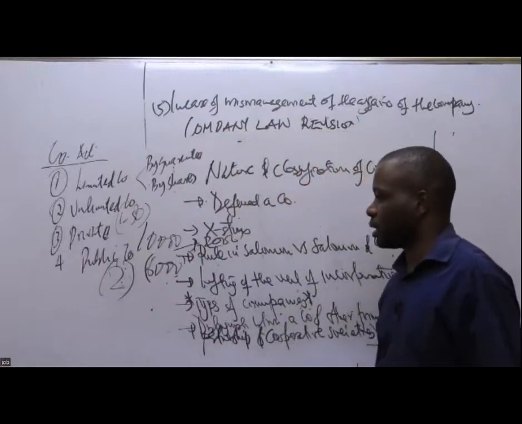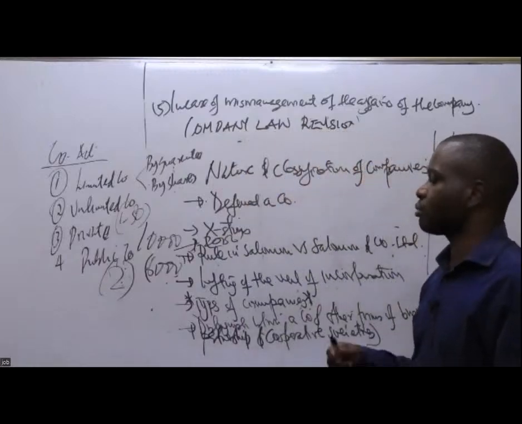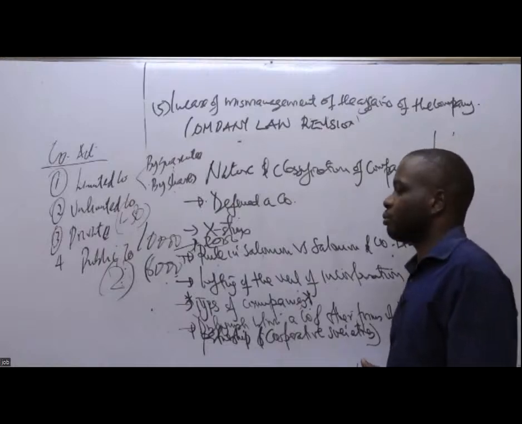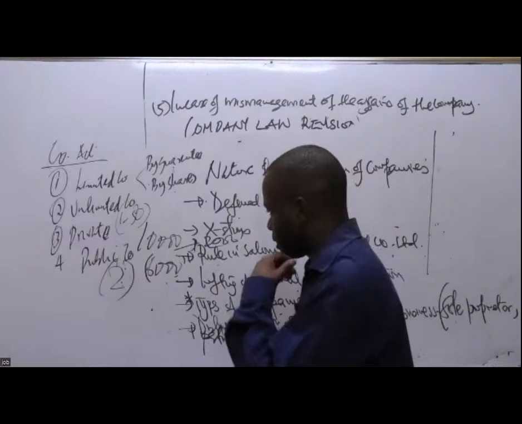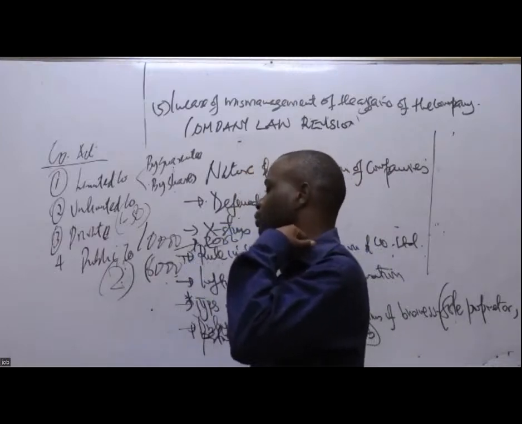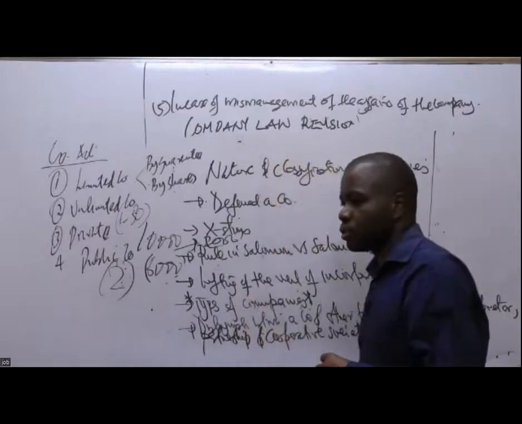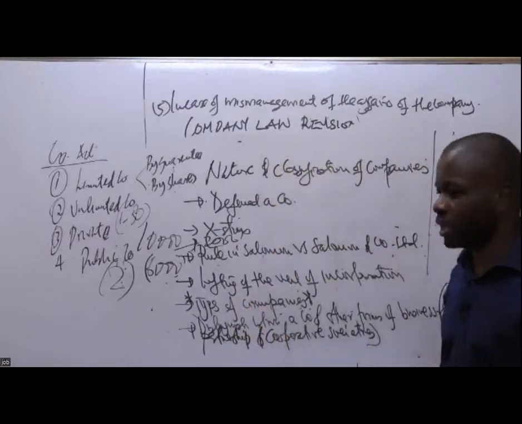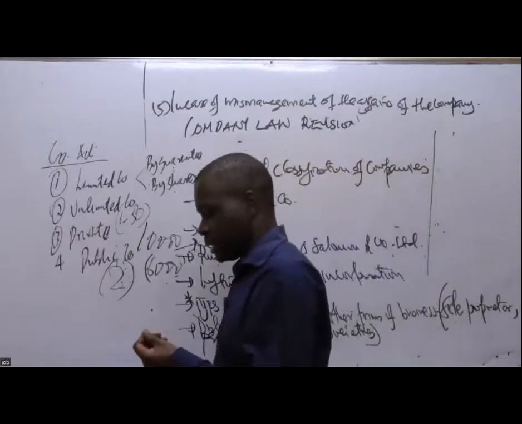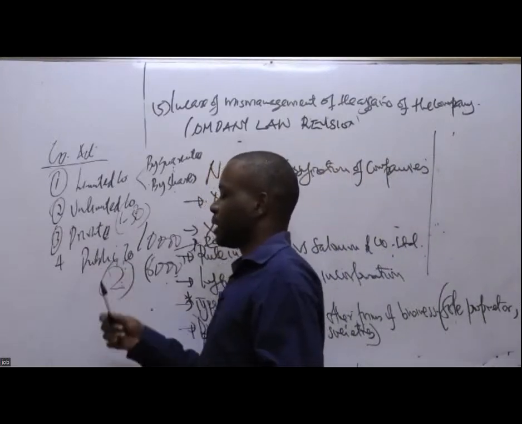So that simply means that it can go out publicly, issuing out a prospectus so that people can buy its shares. And then the minimum number of directors is usually 2. Then there's what we call free transferability of shares. So shares can be freely transferred in a public company. It's not the same case with a private company.